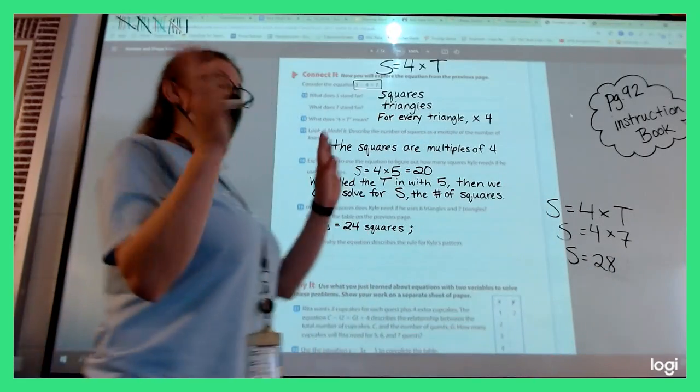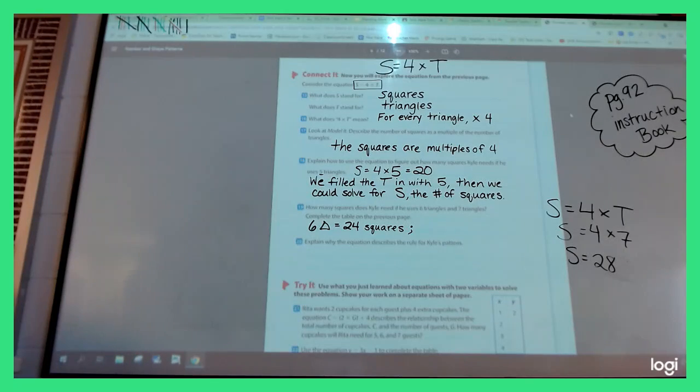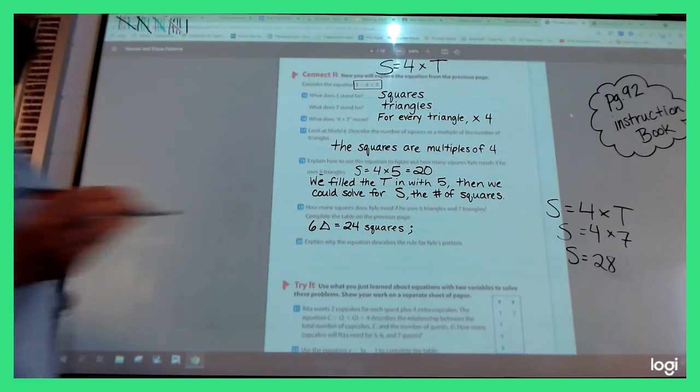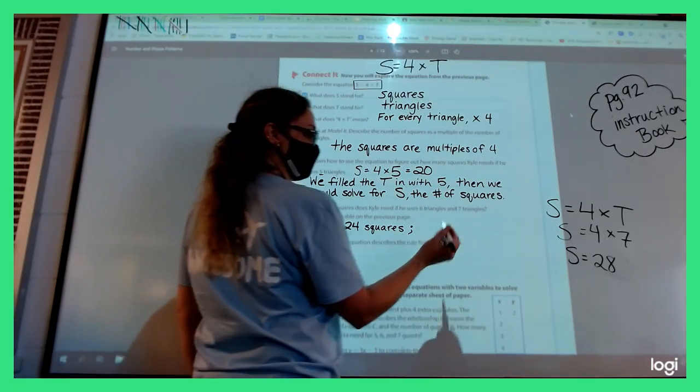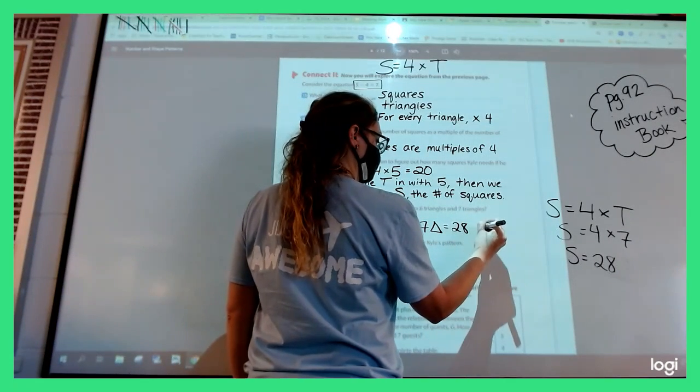But we had already done all of that. We already filled out our table, right? We filled out the whole table. So 6 triangles is 24 squares. 7 triangles is 28 squares.